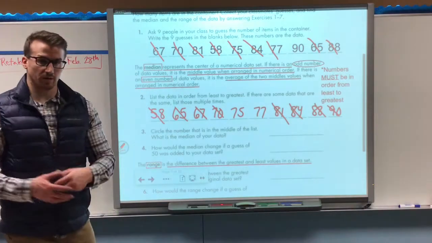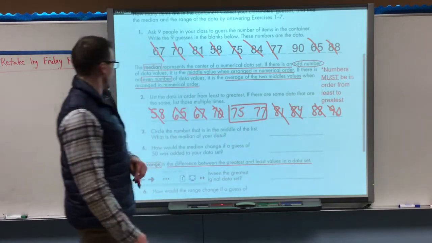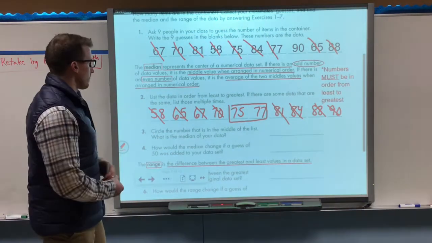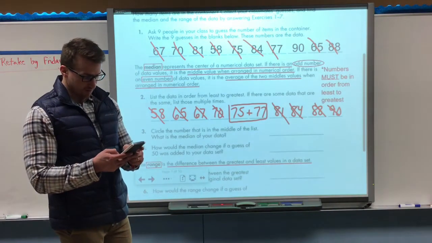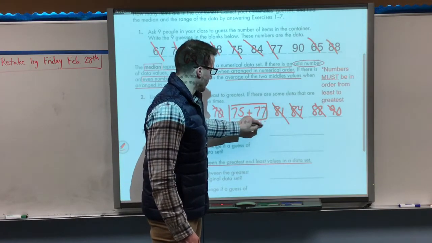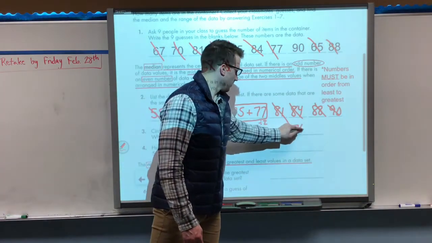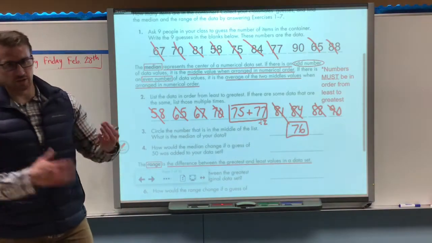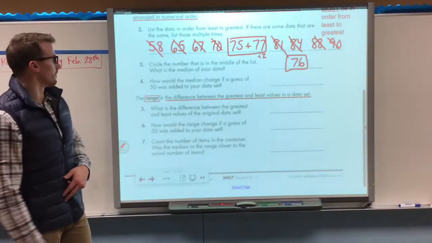Again, when we have 2 in the middle, all right, we need to then take those 2 in the middle, add them together, and divide them by 2. So I'm going to add 75 and 77 together on my calculator. I'm going to add those up, and I divide that number by 2. That gets me my median, which is 76. All right? Now, if it had been an odd number, we could just cancel out until we got to the middle. But in this case, we have even, so we can't do that.